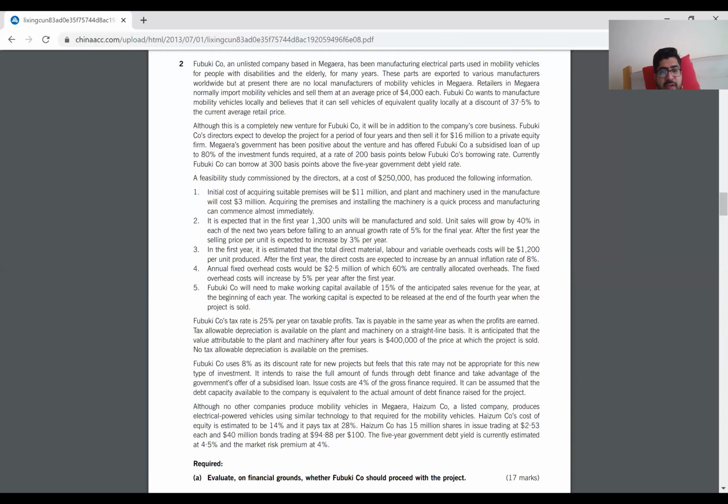Fubuki's tax rate is 25% per year on taxable profits. Taxes are payable in the same year as profits are earned. Tax allowable depreciation is available on plant and machinery on a straight line basis. You always remember, tax allowable depreciation is only available on plant and machinery, on a straight line basis.